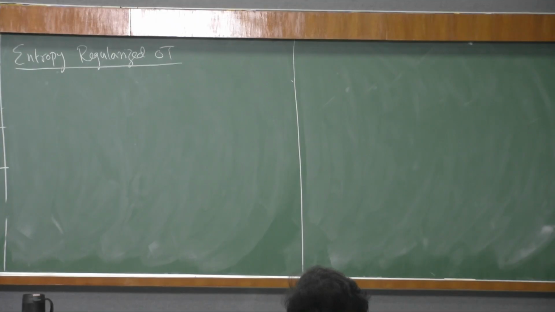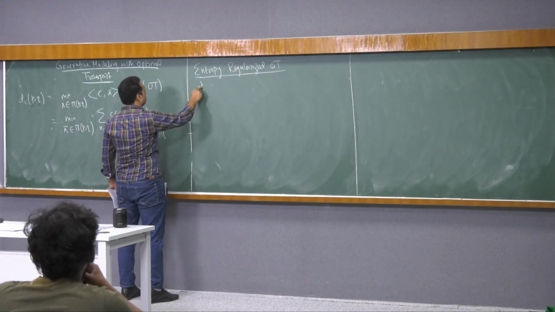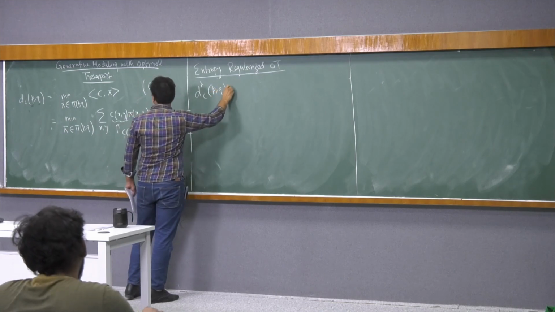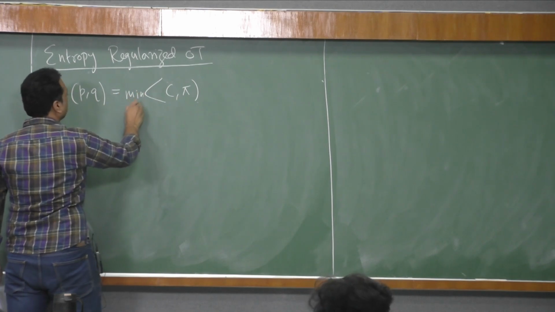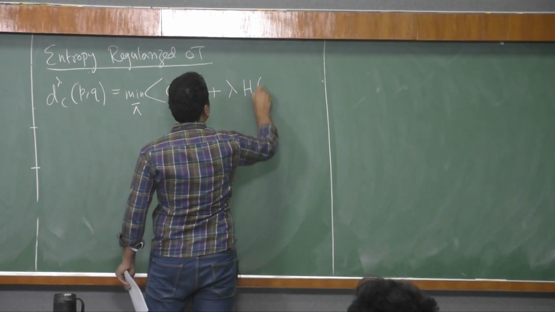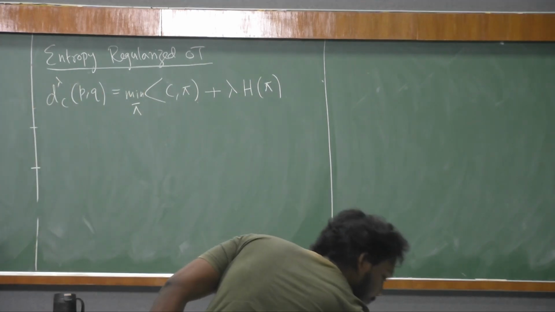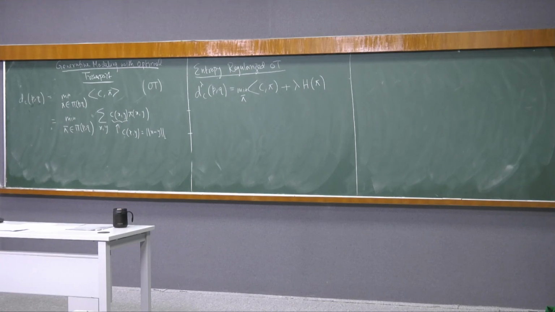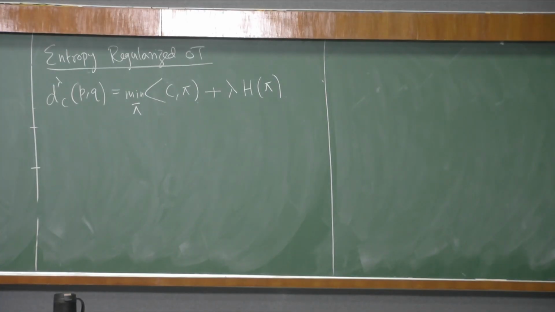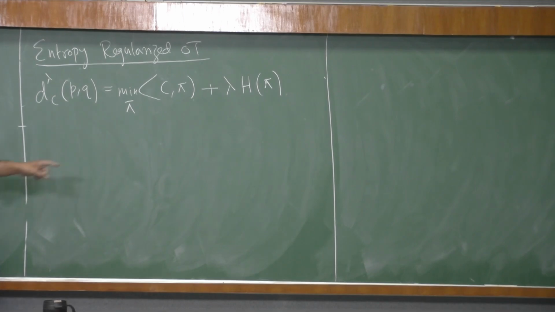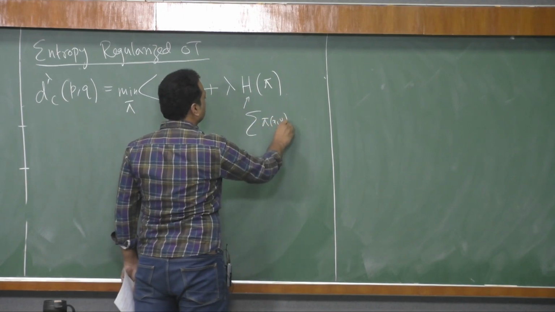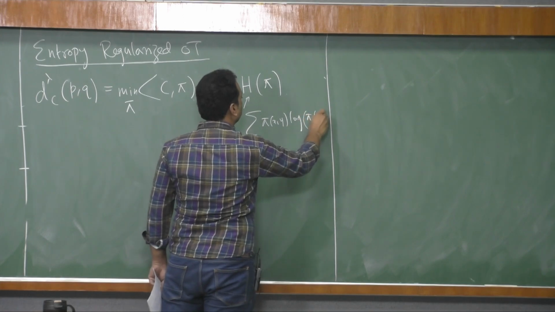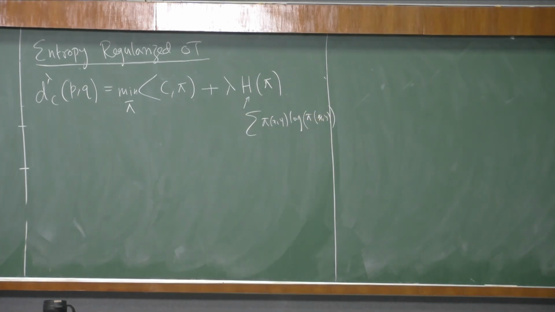So entropy regularized OT essentially means you add a regularizer, so this will change to: this is the regularization parameter, and minimum over all the joint pi with marginals P and Q, the cost C pi, and then plus you add this so-called entropy regularizer. This is the entropy function, and the way it is defined is pi log pi, but in the form of a summation, so this is the sum of pi(x,y) log pi(x,y). So this entropy regularization helped in the algorithm.